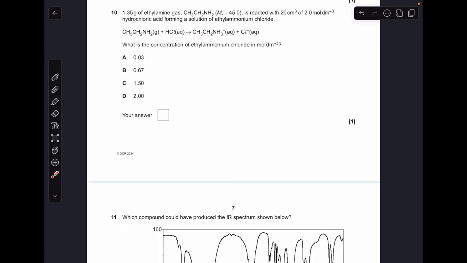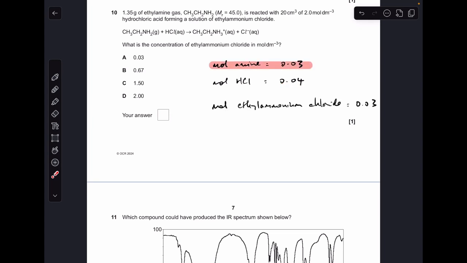Moving on to number 10, first thing I'm going to do is work out the moles of each of the reagents, because we've got the mass and the Mr of the amine and we've got the concentration and the volume of the HCl. So mass over Mr for the amine gives 0.03 moles and concentration times volume for the HCl gives 0.04 moles. So obviously that makes the amine the limiting reagent, which is going to mean we're going to get the same number of moles of the ethylammonium chloride. So turning that into a concentration, it's moles divided by the volume. The volume is going to be that 20 cm cubed, 1.5 moles per dm cubed.